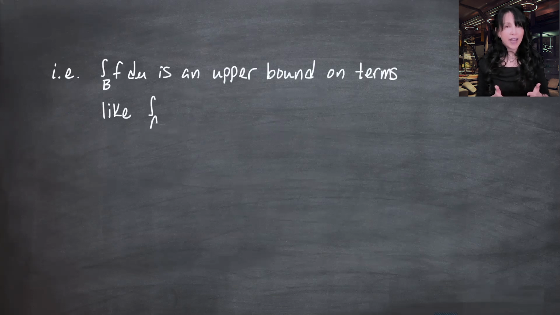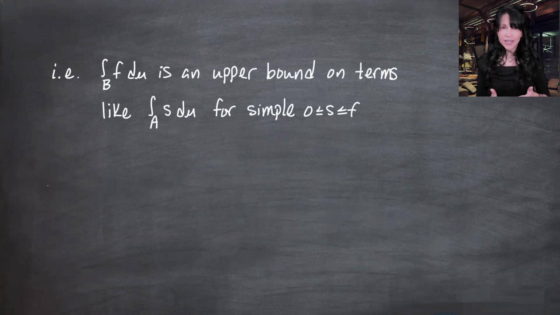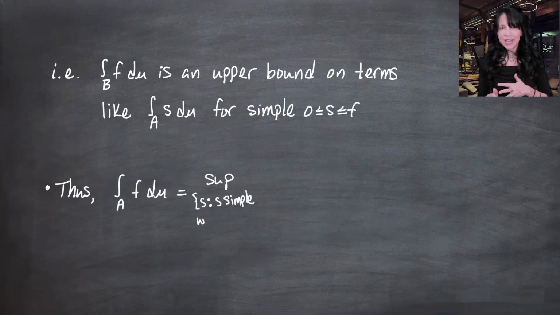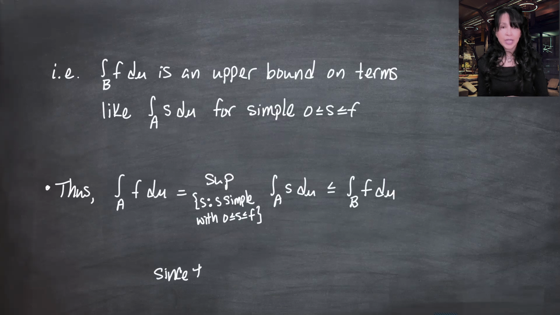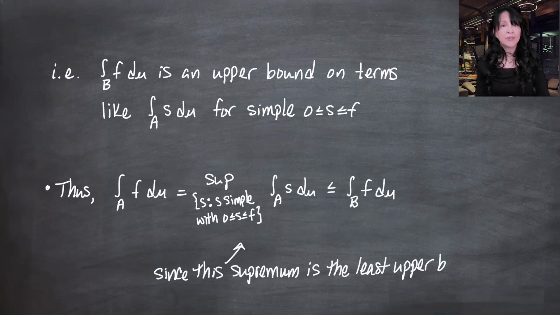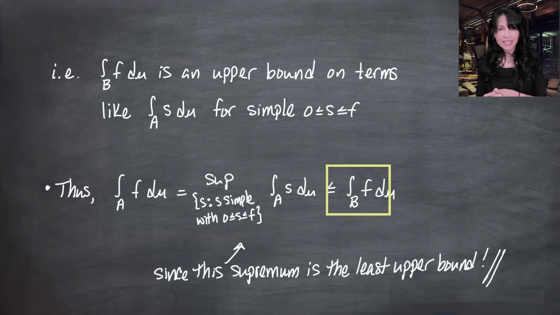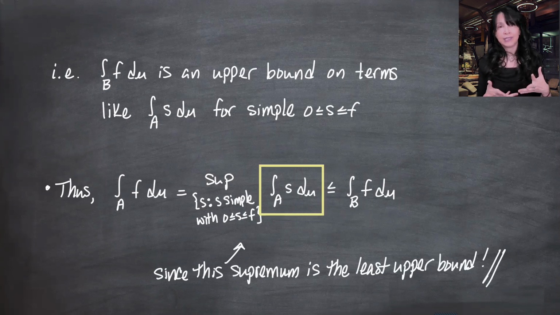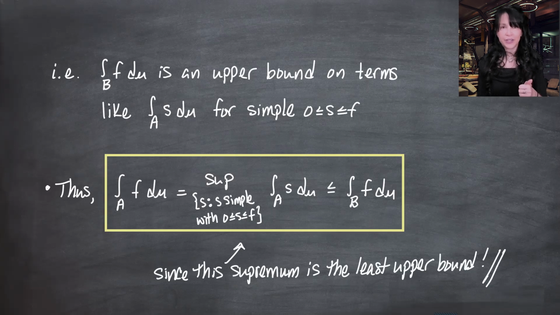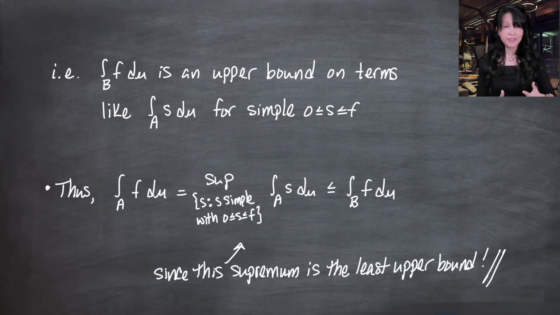Now, the integral of f over A is defined to be a supremum of the integral over A of s d mu, right? And that supremum is taken over simple s that are trapped between 0 and f. And this is less than or equal to the integral over B of f d mu, because the supremum is the least upper bound for terms like this. And we just said that this is an upper bound for terms like this. So the least upper bound is going to be less than or equal to any given upper bound. And look, that's what we wanted to show. We wanted to go from here to here and get this inequality. So we're done.